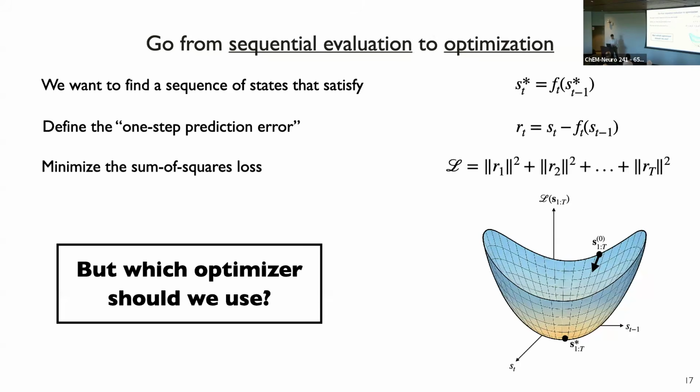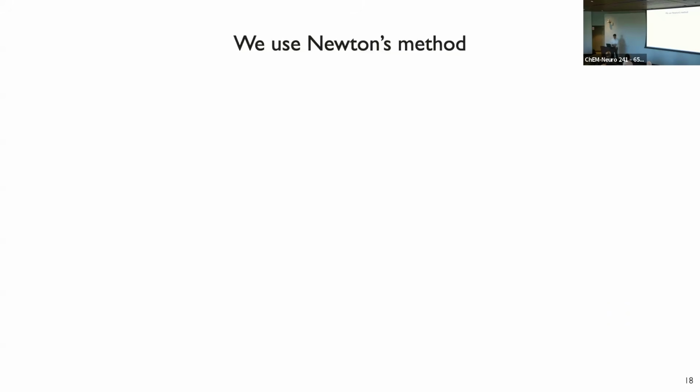Which optimizer should we use to leverage parallel compute to converge provably and then to converge quickly? What DEER uses is Newton's method. DEER is fundamentally Newton's method. Just merge them in your head for the rest of the talk. And Newton's method is a workhorse that is fundamental in introductory calculus.